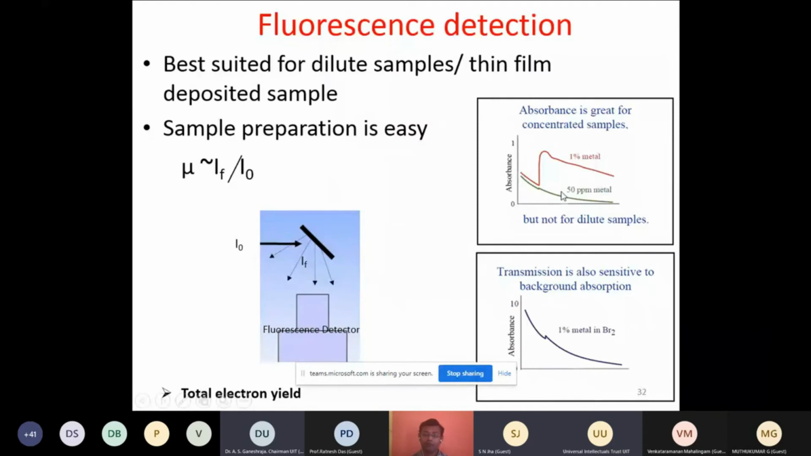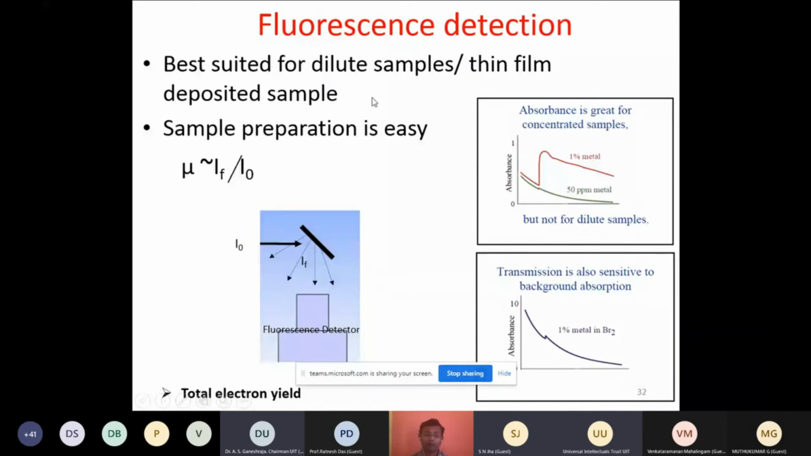In another case, although the percentage here is 1%, as in the previous case, the moment you change the background absorption, that means the matrix, here the matrix is bromine, which is high Z. Then although the concentration is the same as the earlier case, we see very little signal. So in such cases, we go for a fluorescence mode of detection.